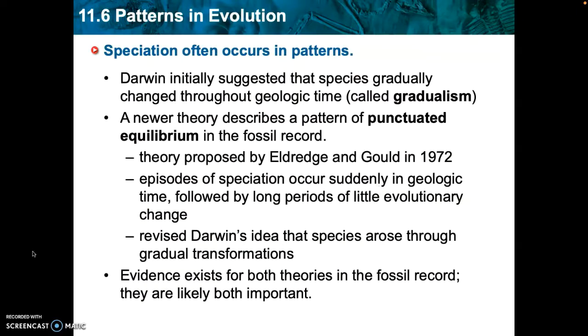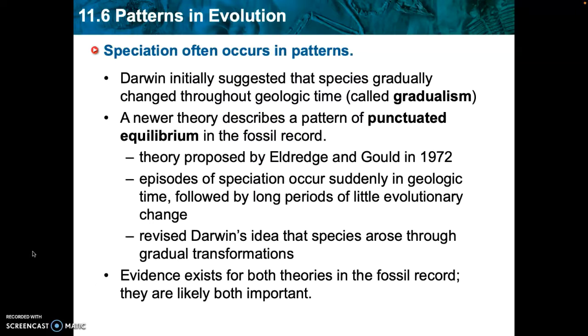And finally, our last idea in Chapter 11, Section 6, is the idea of speciation occurring in very specific patterns. Initially, Charles Darwin himself suggested that species would change gradually and slowly throughout geologic time. So as time passed, there would be gradual small changes that happened, and over time that led to the production of a new species. This is an idea that we call gradualism, and it was taken from that same idea in geology, just applied to living things.